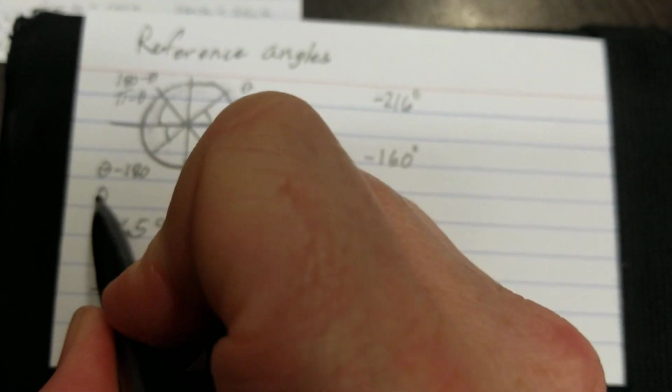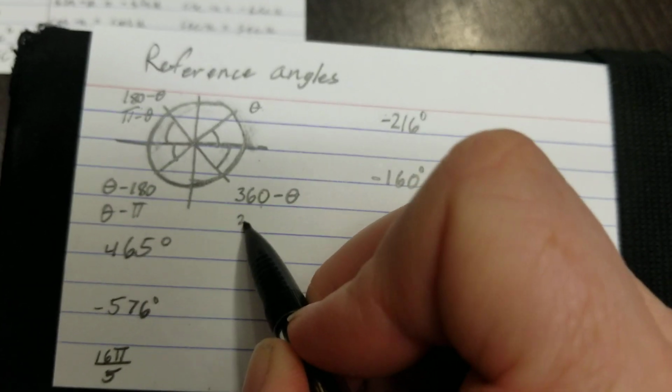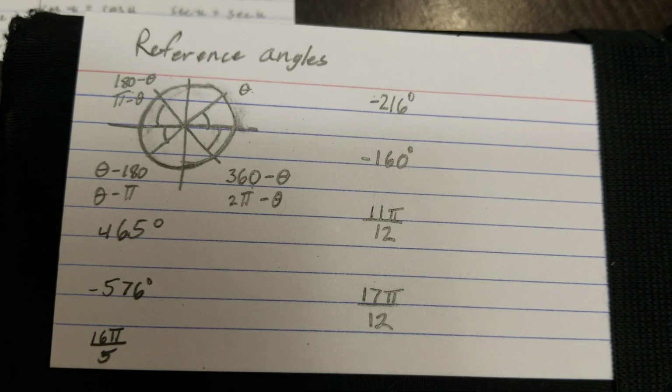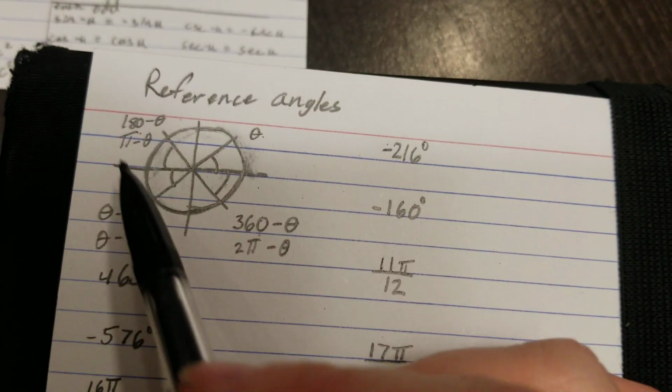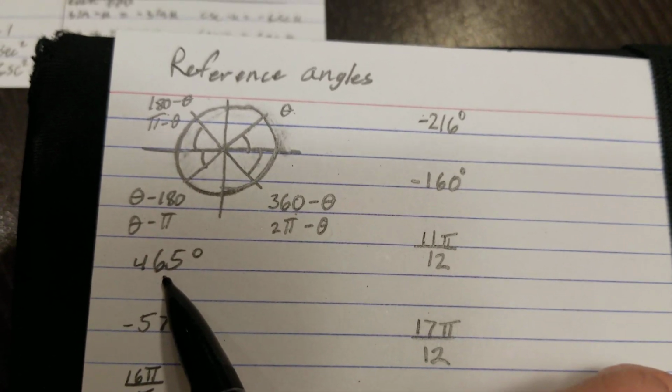And here this would be theta minus pi, and here this would be 2 pi minus theta. Okay, so those are your 4 quadrants. So let's go ahead and get started with this one in degrees.